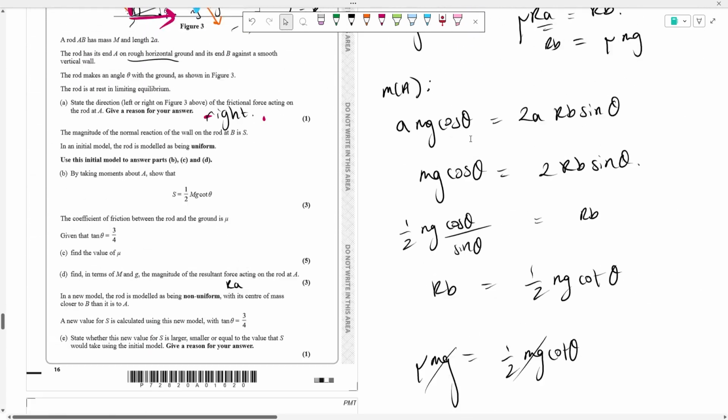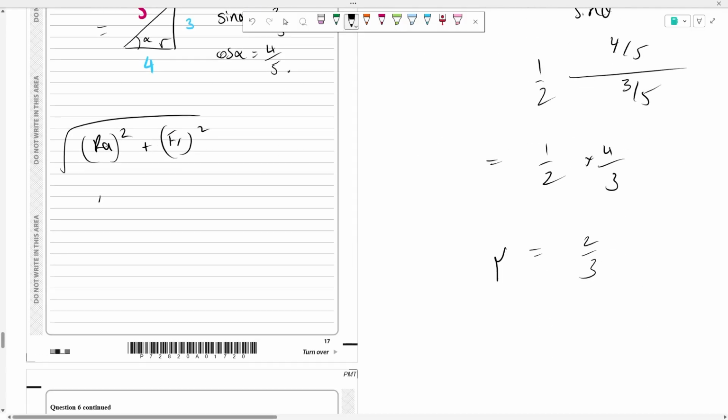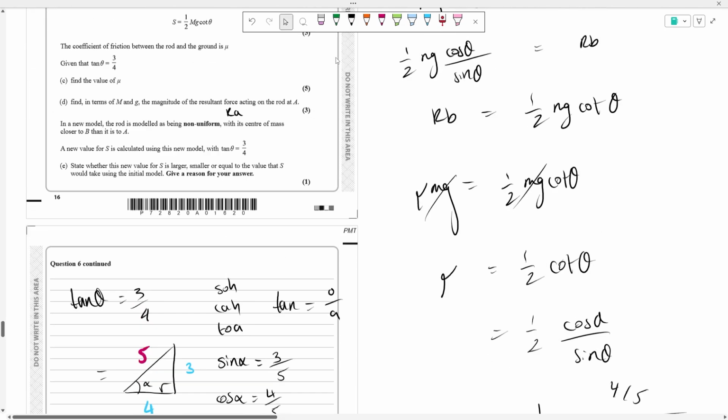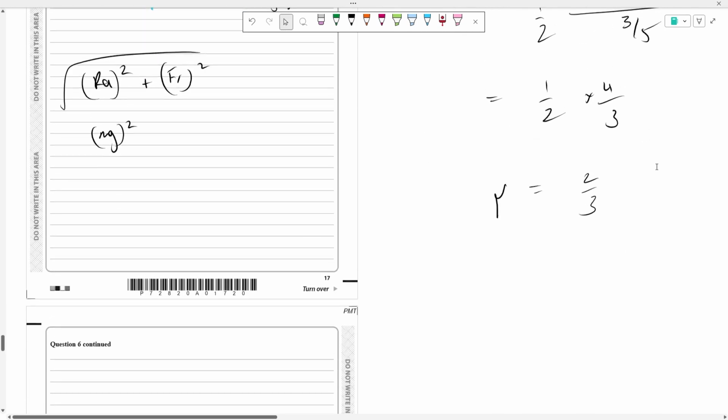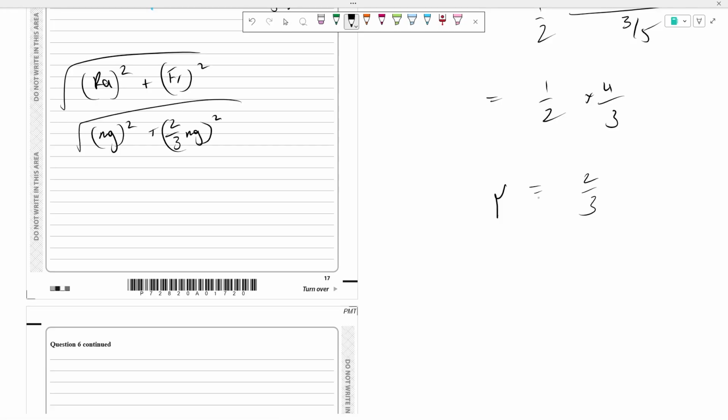Okay, but we know Ra is already mg. So this is going to be mg squared, like that. Friction, well, we worked out friction as mu mg. Well, that's just going to be plus 2/3 mg all squared, and then we square root that. Well, this is going to be the same thing as square root of m squared g squared plus 4/9 m squared g squared. That gives you, if we add that together, 13/9 m squared g squared.